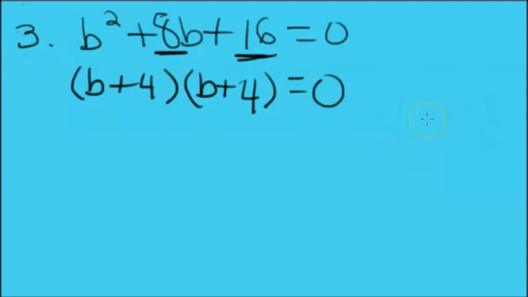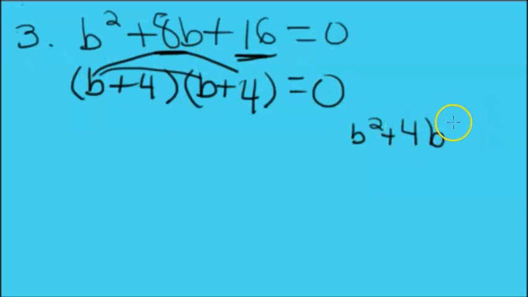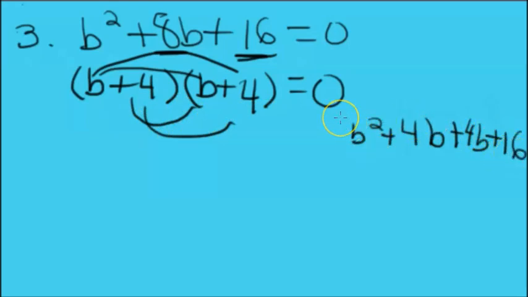Alright, so we have b squared, which is b times b. Okay, b times 4 is 4b. Then you have 4 times b, which is 4b. And then 4 times 4, which is 16. Okay, so we have b squared plus 4b plus 4b plus 16.